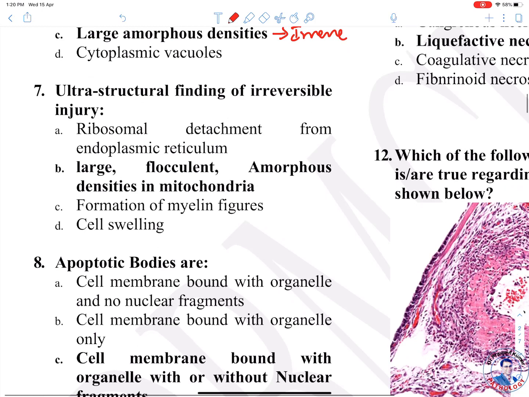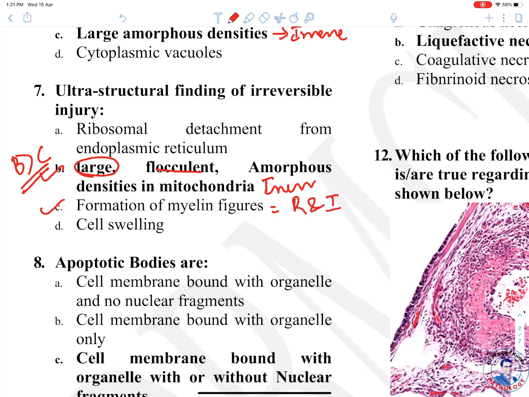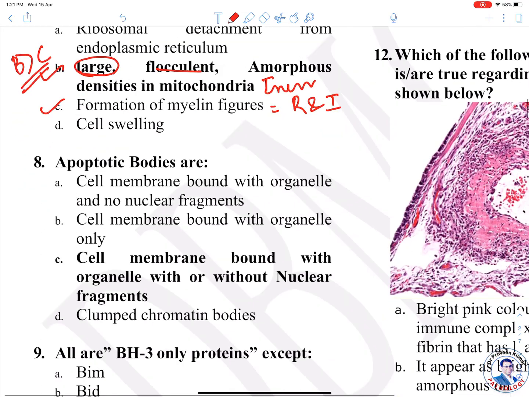In question 7, which is asking for the ultrastructural finding of irreversible injury, please understand that both B and C can be the answer. So why is B a better answer than C? The reason is very simple, because a large flocculent density will always be an example of irreversible injury. Okay, mild flocculent density is seen in reversible and irreversible, both of them. So obviously when you have to choose a better answer, the answer should be B and not C.